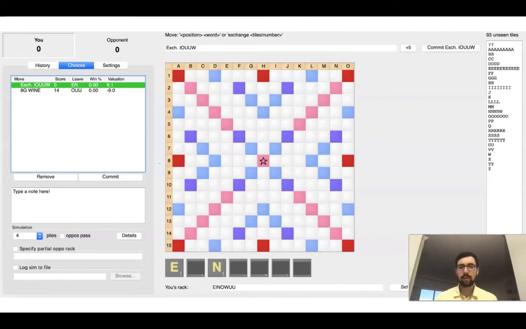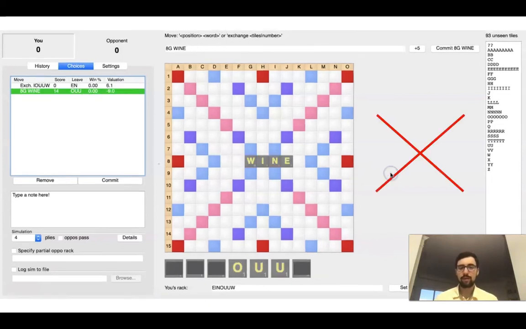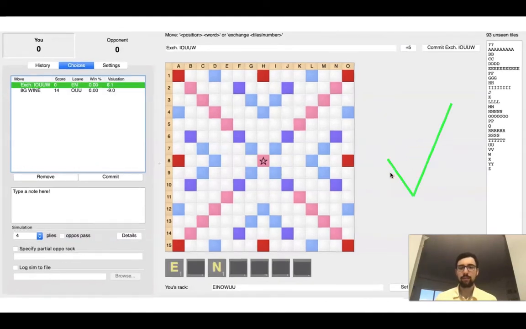Now in this case, as we can once again see from the valuation screen, sacrificing the points is the much better option. In fact, by around 15 full valuation points, which is quite a lot. The E and the N together are quite nice as a leave, since it's well balanced, 1 vowel and 1 consonant, and they're both good tiles for bingoing. But OUU is actually quite dreadful, since not only is it 3 vowels, it also has duplicate U's, which are very difficult to work with. So in this case, you're much better off taking the immediate 0 points and exchanging, as opposed to playing wine and trying to plod through.